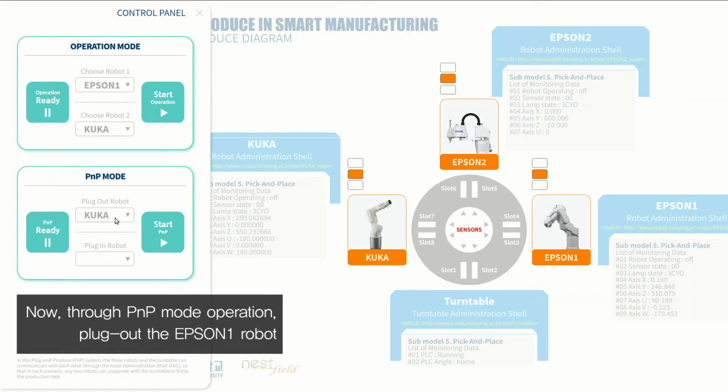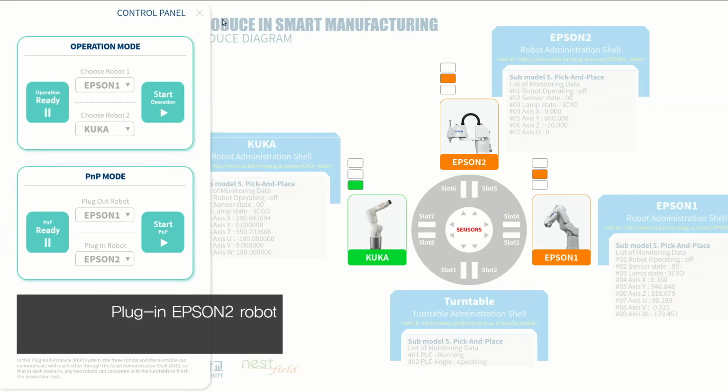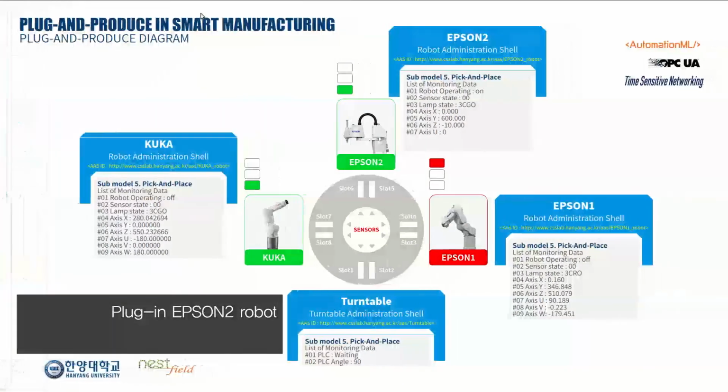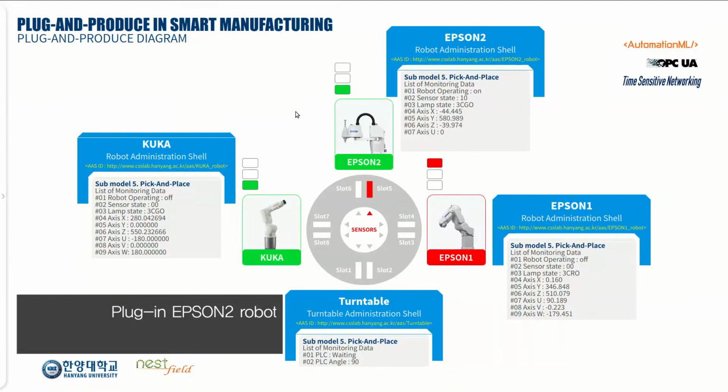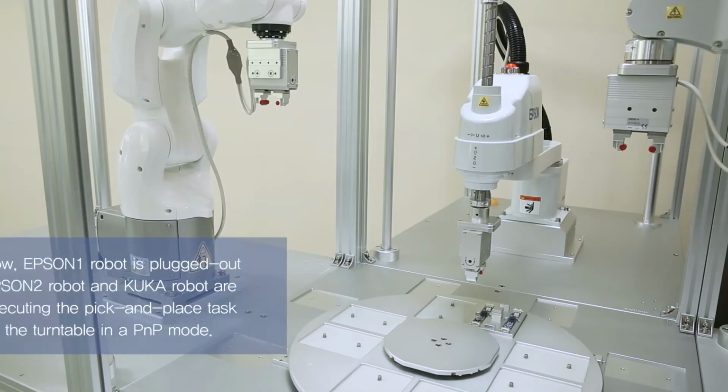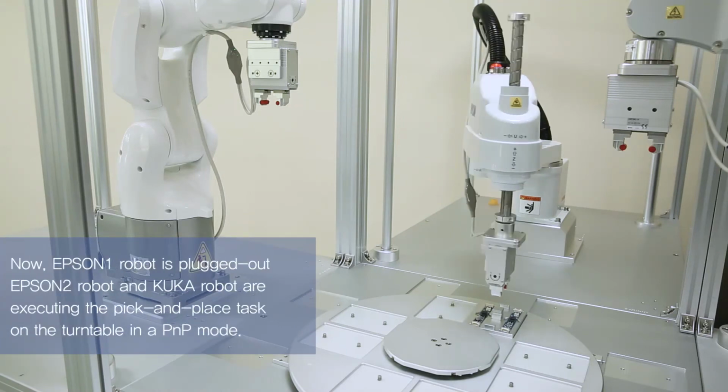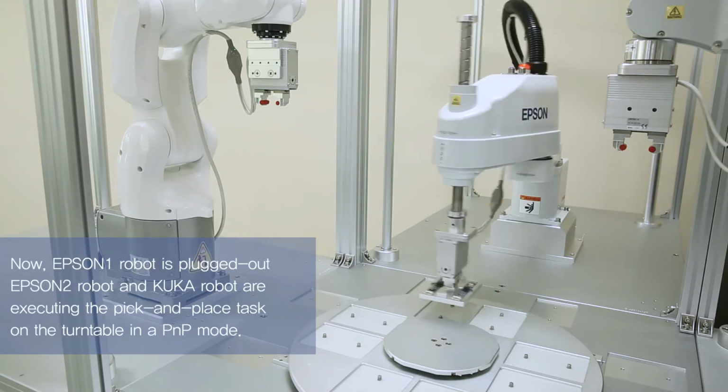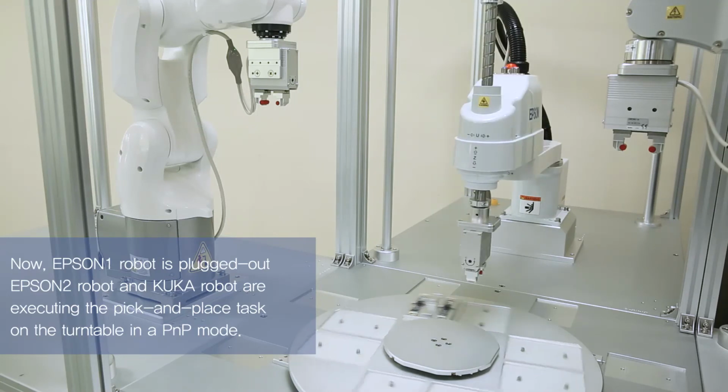Now, through PnP mode operation, plug out the Epson 1 robot and plug in Epson 2 robot. Now Epson 1 robot is plugged out, Epson 2 robot and KUKA robot are executing the pick and place task on the turntable in a PnP mode.